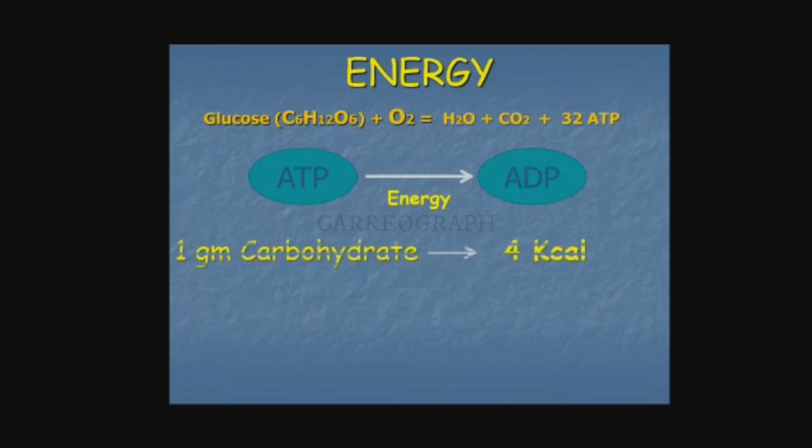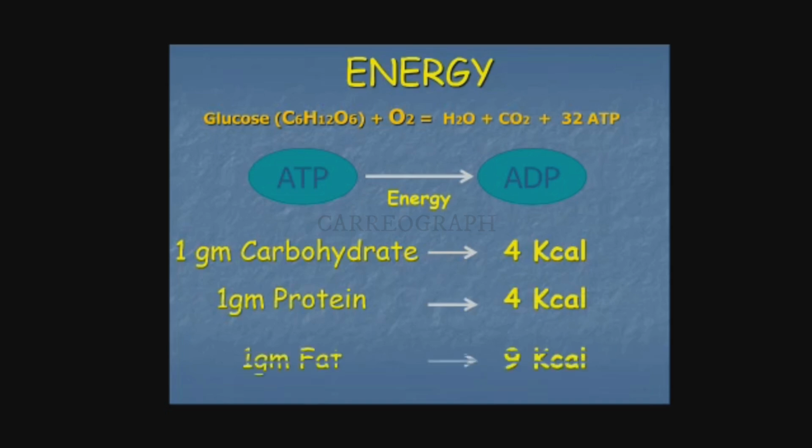Friends, when 1 gram of carbohydrate is catabolized, we get 4 kilocalories of energy. Similarly, when 1 gram of protein is catabolized, we get 4 kcal of energy, and when 1 gram of fat is metabolized, we get 9 kcal of energy. This energy is utilized to do various activities in our body. So friends, we have seen that complex food is broken down into simple food, and this simple food provides us energy after catabolism.